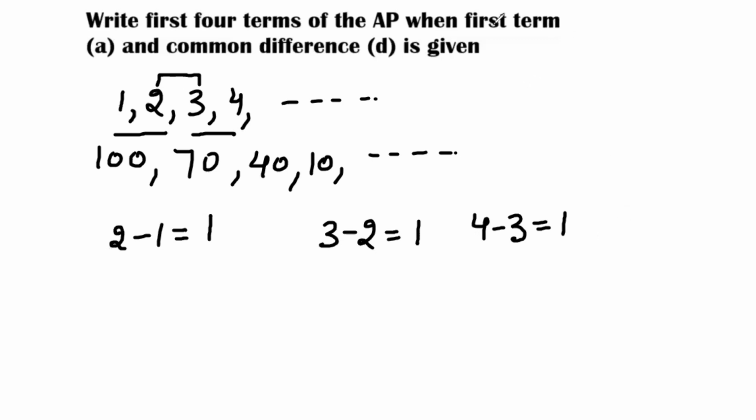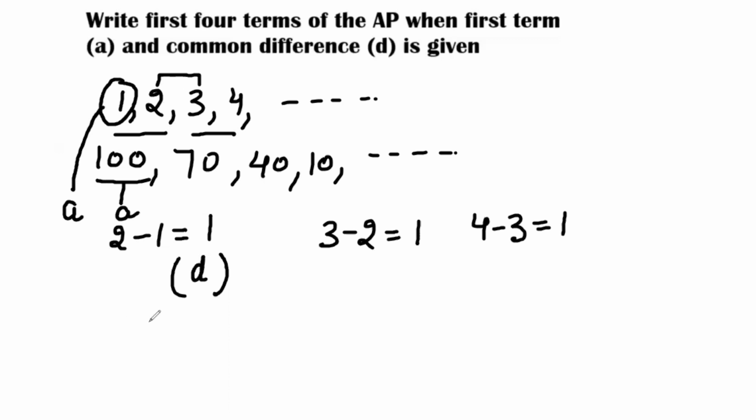Now in the question, they have written: write the first four terms of an AP when the first term A and the common difference D are given. So what is the common difference? It is the one we just calculated. And what is the first term? The first term is the very first term of any particular arithmetic progression. Here the first term is 1, that means A is equal to 1. In the second list of numbers, the first term A is equal to 100.